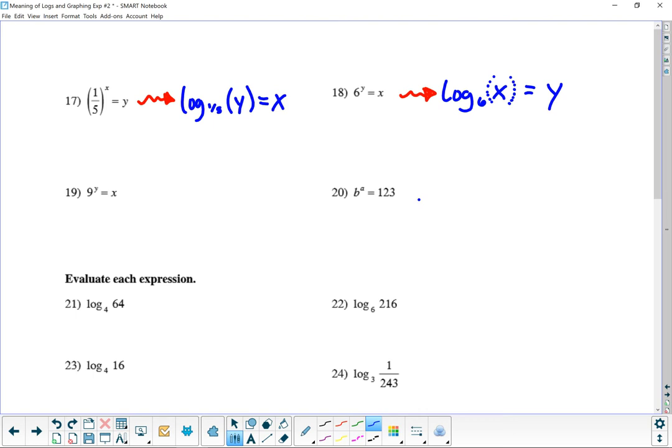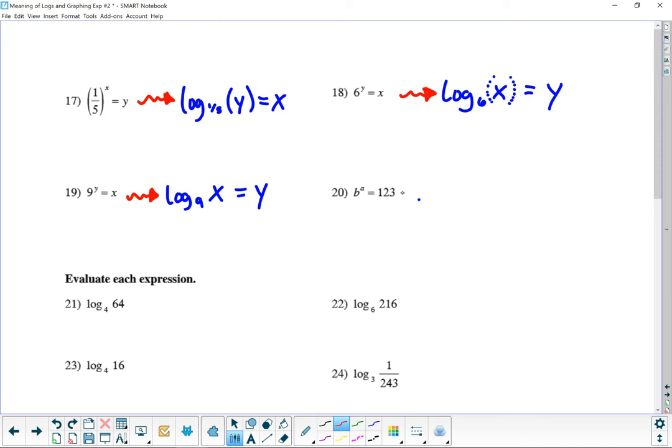Right? So it kind of depends. For me, it just depends on how it all looks together. If it looks a little cluttery or a little sloppy, then I'll put parentheses. But like number 18, you didn't need to put parentheses because it looks nice and clean. Okay, so 19, we have exponential base 9, so we will have log base 9 of x, and that's going to equal y. And then again, what I said about the parentheses.